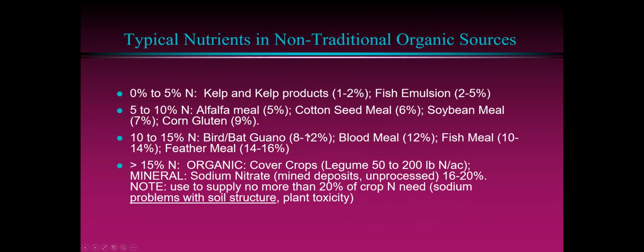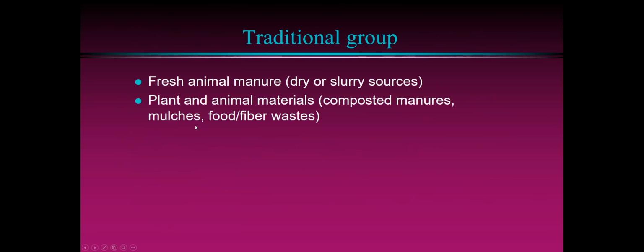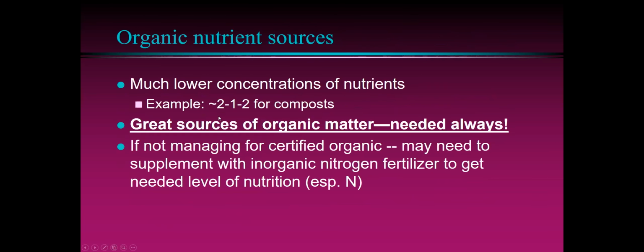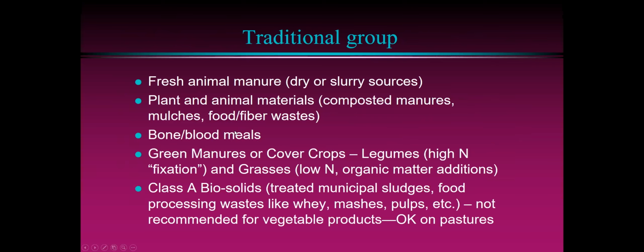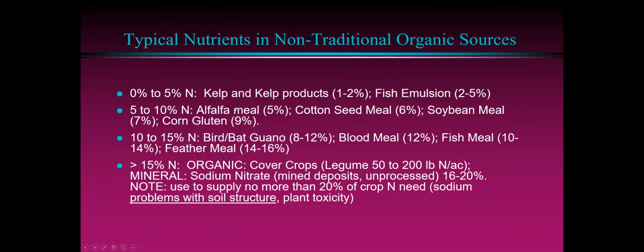Some of the non-traditional sources, however, can also be used and are becoming much more readily available in bulk or in small quantities for even home gardening and other things. So if we take a look at those, where we looked at maybe composts in the previous one of only being about 2% nitrogen and 2% phosphorus and potassium, these non-traditional sources can be much higher in those nutrients.